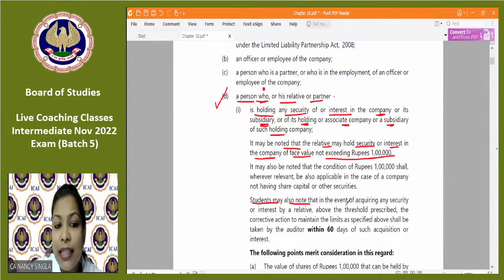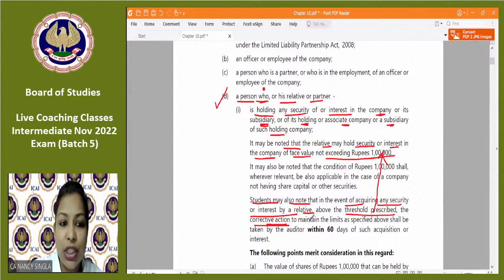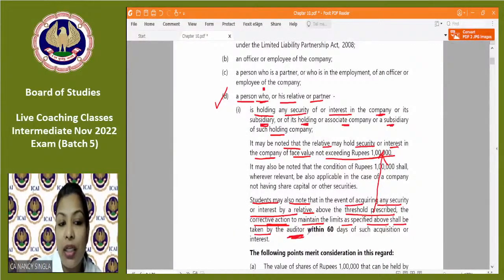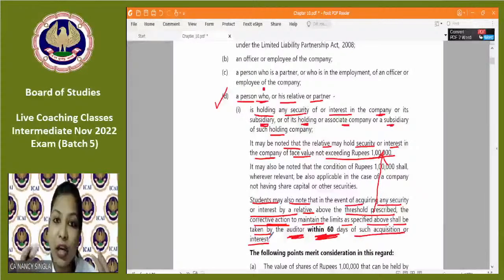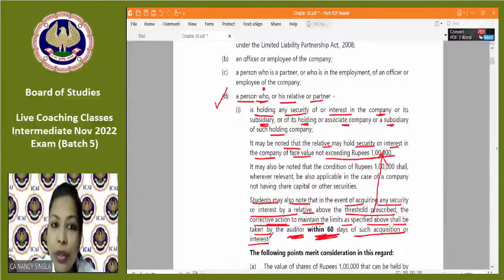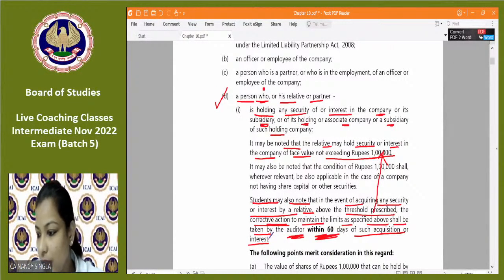Students may also note that in the event of acquiring any security or interest by a relative above the threshold prescribed, what is the threshold prescribed? Rupees 1 lakh. The corrective action क्या होगा? To sell off the shares, to transfer the shares, to maintain the limits as specified above, shall be taken by the auditor within 60 days from the date of acquisition of the interest. तो जब इंटरेस्ट एक्वायर किया था, जब वो 1 लाख को एक्सीड कर गया, उस डेट से 60 days grace period has been given to the auditor कि auditor, you need to sell off such shares, otherwise you will become disqualified. ठीक है?